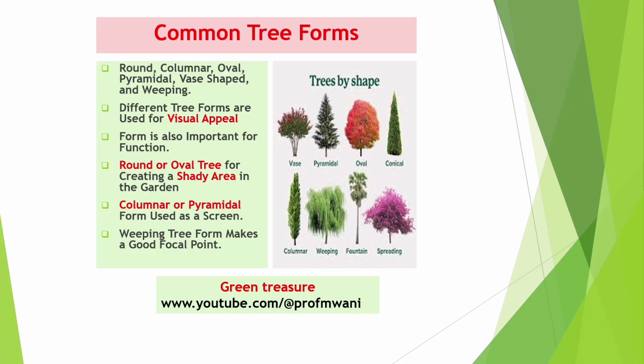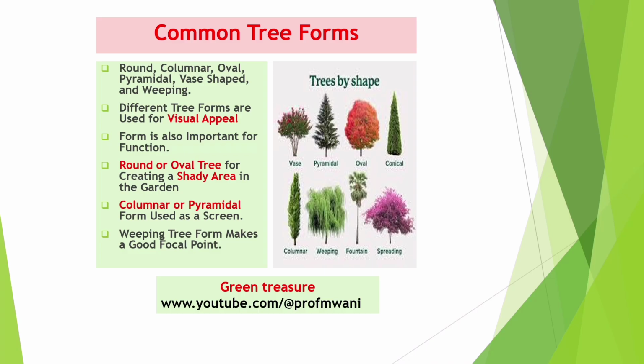What are the common tree forms first? We have different types of tree forms here: round, columnar, oval, pyramidal, vase-shaped, and weeping. Different tree forms are used for visual appeal. Form is also important for function, because a particular tree with a particular form will be used for a particular function. Suppose we have a round or an oval tree, it's for creating shady areas in the garden.